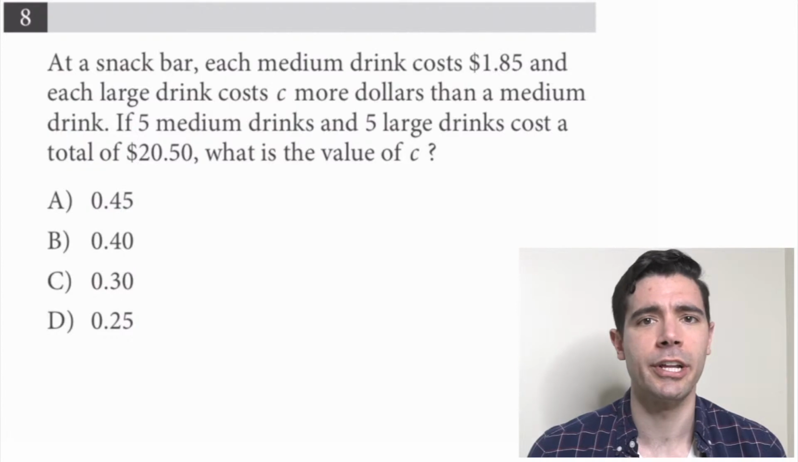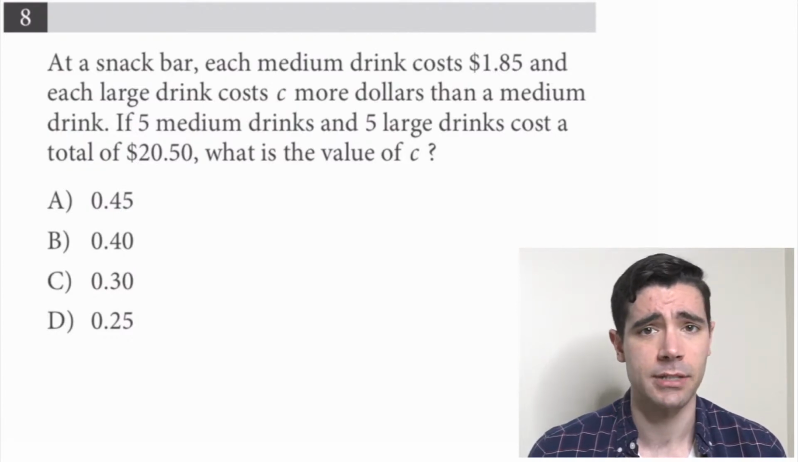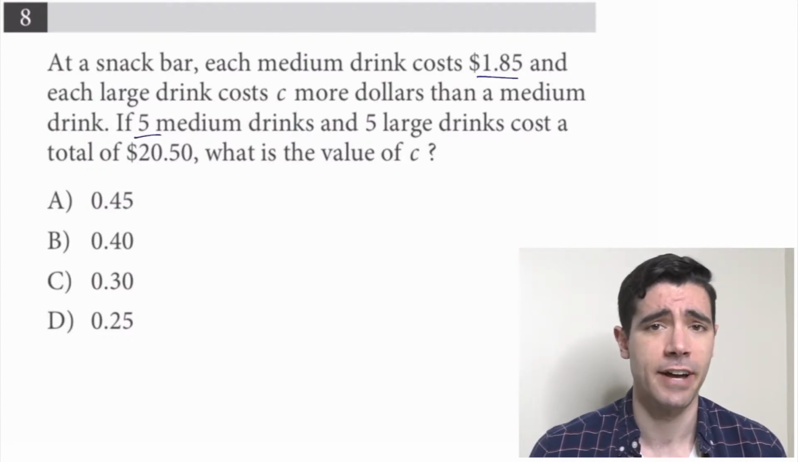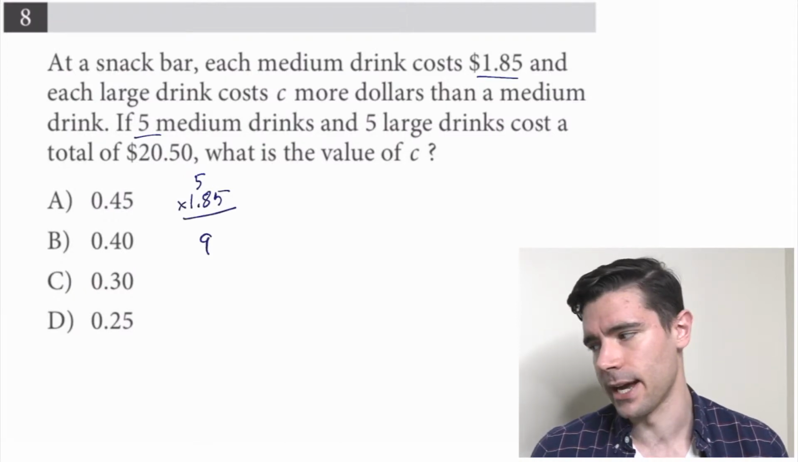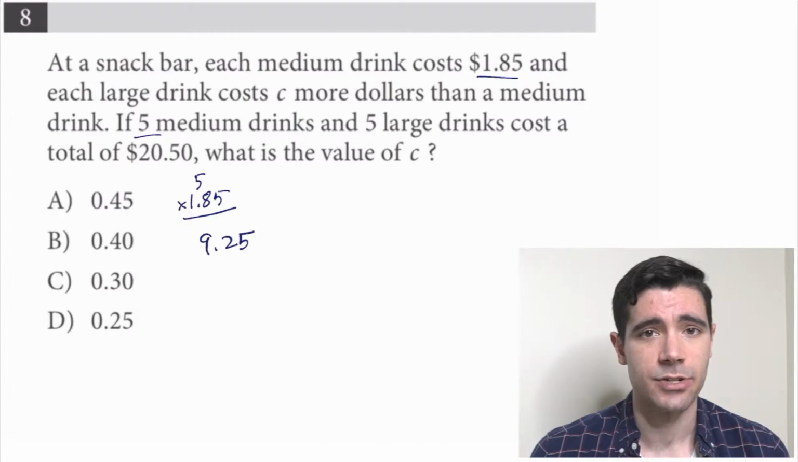Alright, well let's see what we already know about the price. We ordered 5 medium drinks, and each of those were $1.85, so let's do 5 times 1.85. You gotta do it in your head though. No! We live in an exciting time. Use your calculator. Turns out that's $9.25.